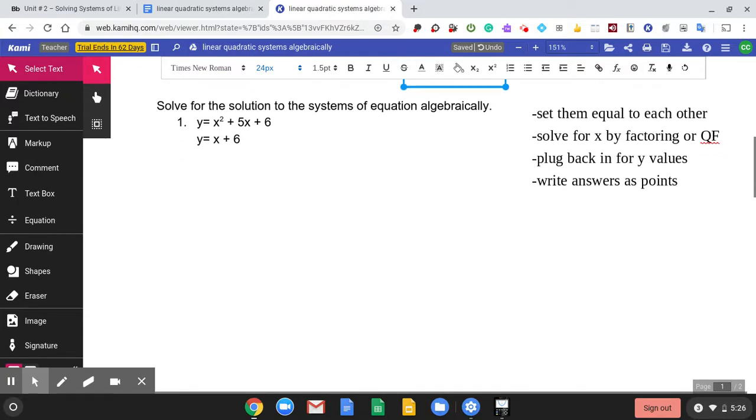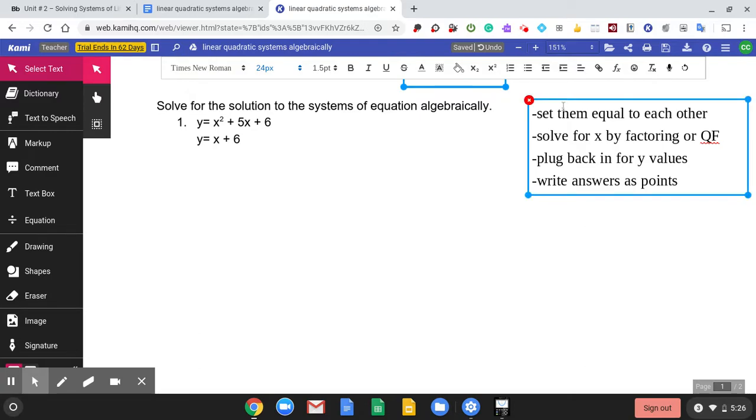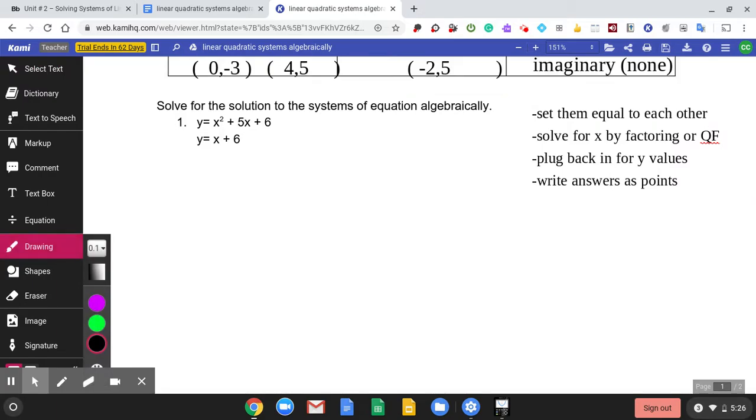For today, our goal is to do, how do we do it mathematically? Instead of putting these in the calculator and trying to see where they meet, which we could do to check, I want to set them equal to each other, which means get rid of the y. Now, if one of them's not in y equals form, you could do substitution, but we'll talk about that another time. But for today, I want you to set them equal to each other.